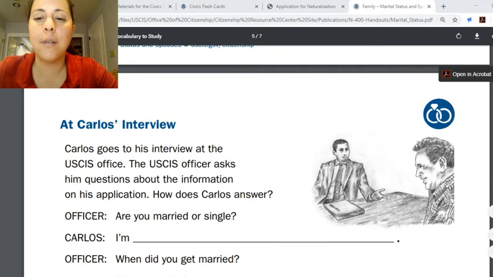I am the officer and you are Carlos. Are you married or single? Carlos: I'm married. Right. What is his marital status? He is married. Okay. Next question.